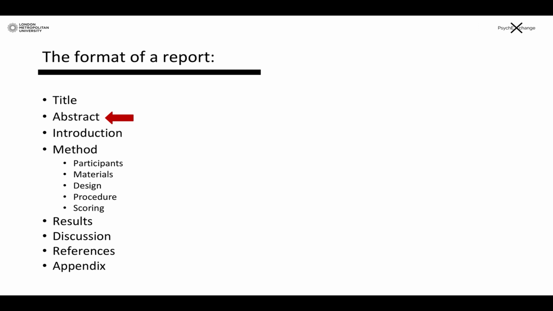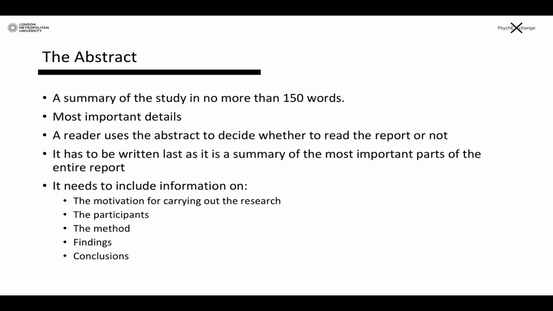Right, so the first thing we're going to look at in this tutorial is the abstract. Abstracts are summaries of the entire report. They are no longer than 150 words. They include the most important details which lets potential readers know exactly what the study is about. Ideally, they are written right at the end so that all the important parts can be included.